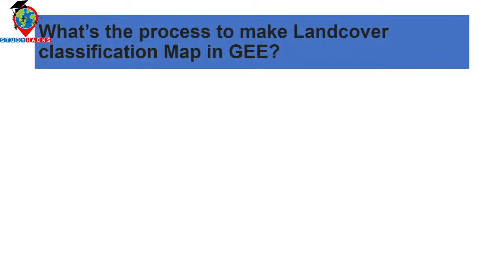So first of all, we will discuss the process to make the land cover classification map in the Google Earth Engine platform for supervised classification. Okay, first we discuss supervised, then I will show you unsupervised. So when you want to make the map using supervised classification, first of all, you have to select your study area. Okay, suppose my study area is Dhaka city. I select my study area in Dhaka city.